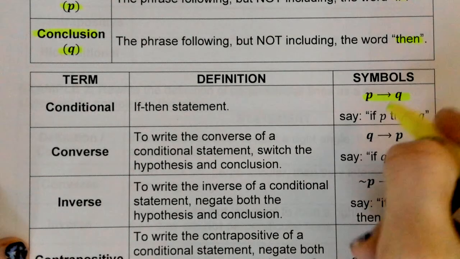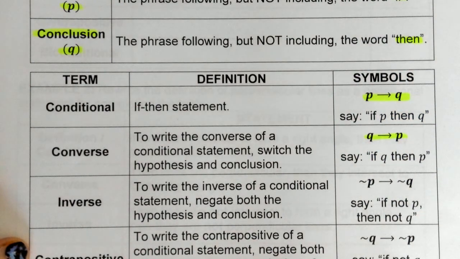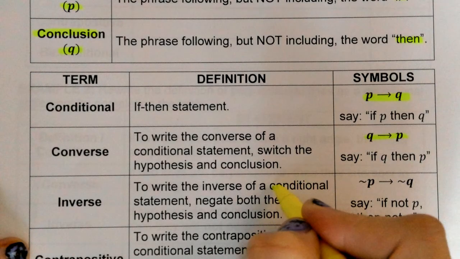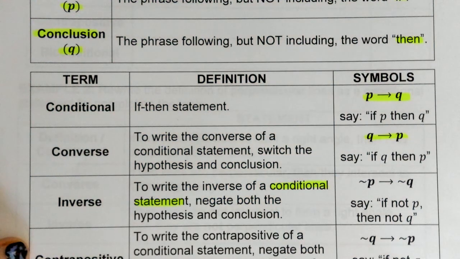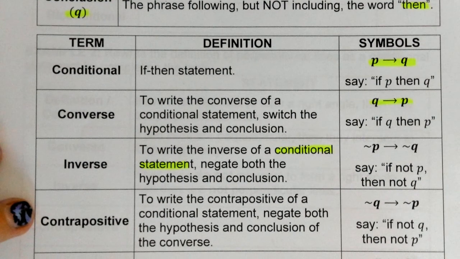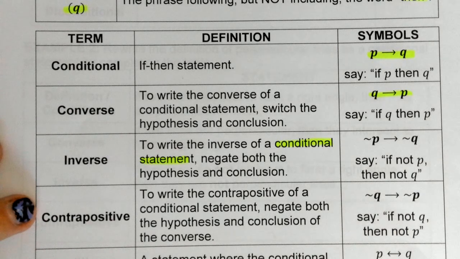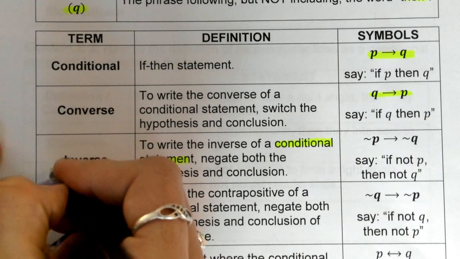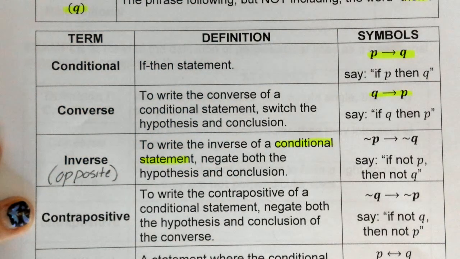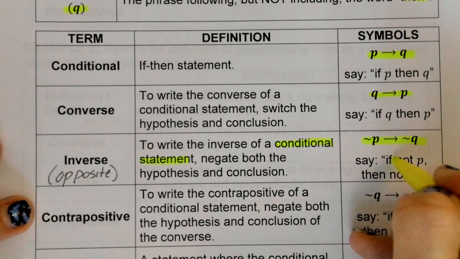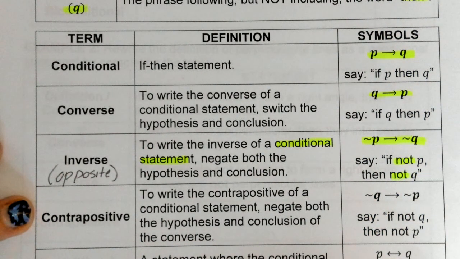Your converse, we talked about, we switch them. So we have if Q, then P. The inverse, we talked about, you're taking that conditional statement and negating both parts, or doing the opposite. The inverse means opposite, as we remember. If we want to rewrite that, we can. This is the symbol with that little squiggly negation. So if not P, then not Q.